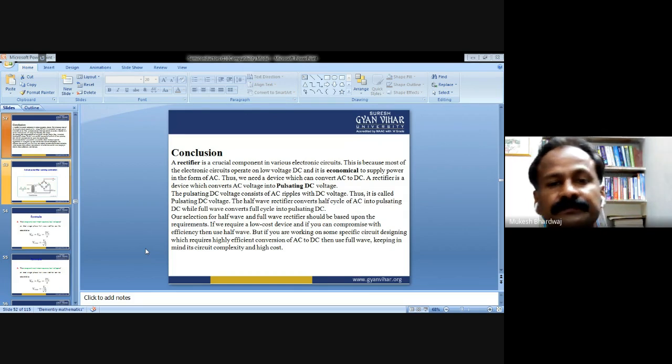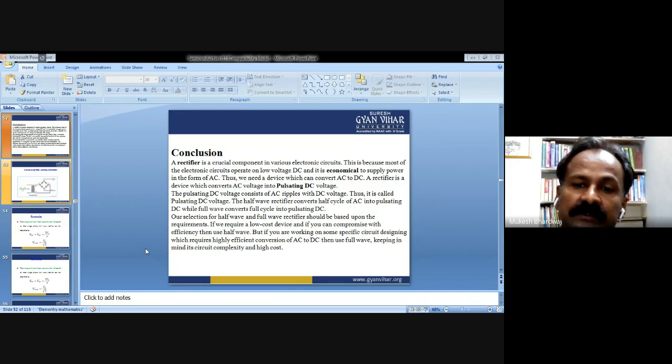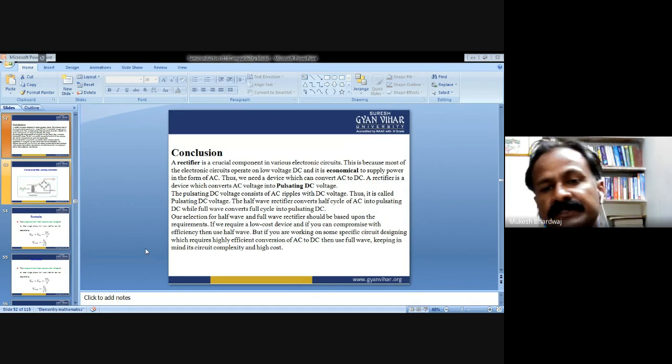The conclusion: a rectifier is a crucial component in various electronic circuits. This is because most electronic circuits operate on low voltage DC and it's economical to supply power in the form of AC. Thus, we need a device which can convert AC to DC. A rectifier is a device which converts AC voltage into pulsating DC voltage. The pulsating DC voltage consists of AC ripples with DC voltage. Thus, it is called pulsating DC voltage.